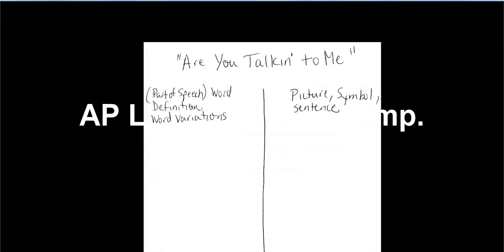Second, you divide your paper in half with a line down the middle of your page. Third, you take notes on the left side of your divided paper. You copy the word, part of speech, and definition of the word. You can also put the variations of the word if you would like. That would help you out quite a bit, because you're going to be using these words in writing, so if you know various ways to say the same word, it'll work, depending on where you're going to put it in a sentence.